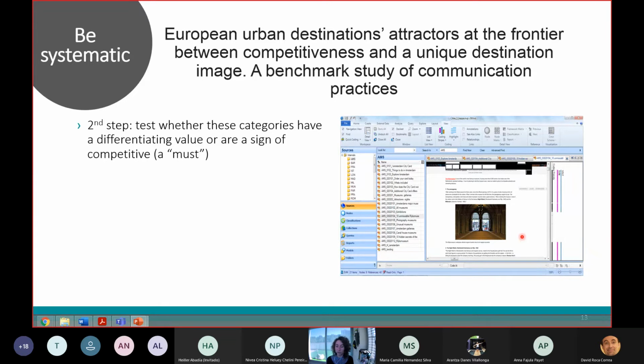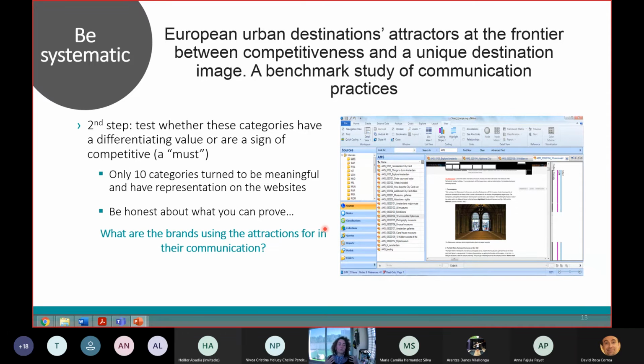which is one of many software tools that you can use. From these 19 categories, I found that only 10 were actually meaningful within the particular context of city brands. Maybe for other destinations the others are relevant, but for city brands, only 10 of them were relevant and had representation among the websites.